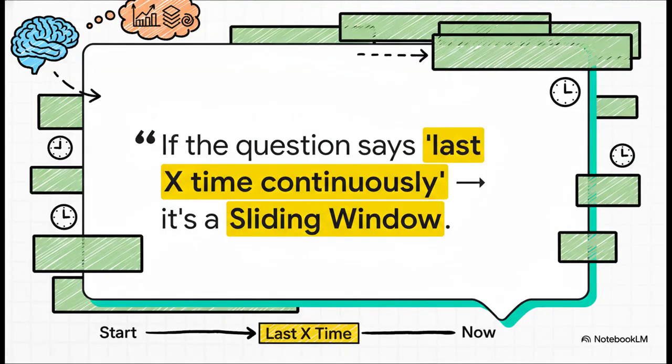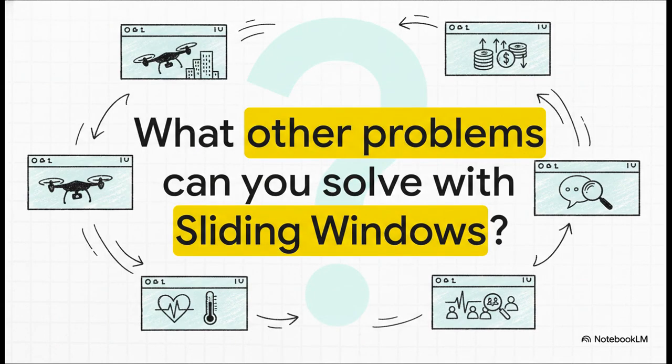Here it is. This is the golden rule. Whenever you see a question, a requirement, anything that says, analyze the last X minutes, or the past hour continuously, your brain should just scream sliding window. It is the function for that kind of rolling up to the second analysis. So there you have it. You now know exactly how to monitor a whole fleet of drones in real time.